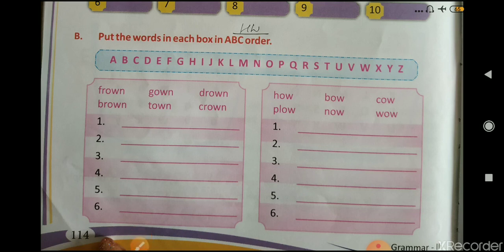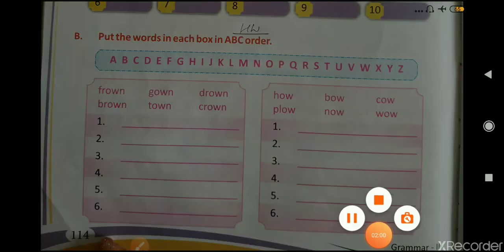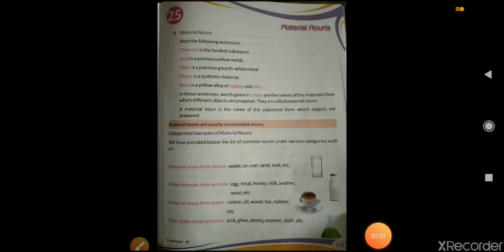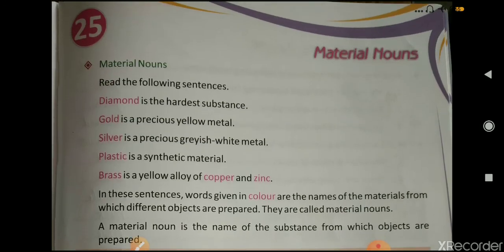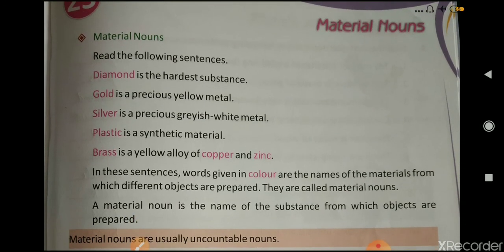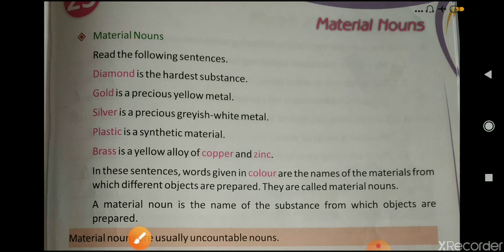Now let's move to our next lesson. Lesson number 25, given on page number 115: material nouns. Now, what are material nouns? As you can see in these sentences, diamond is the hardest substance, gold is a precious yellow metal, silver is a precious grayish white metal, plastic is a synthetic material, brass is a yellow alloy of copper and zinc.